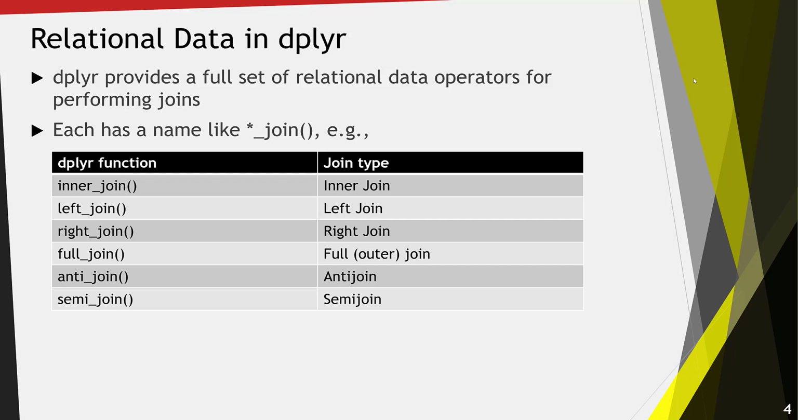In previous videos, we covered using concepts from relational data to perform joins between separate tables to combine information between them. dplyr provides a full set of relational data operators for performing joins. Each one has a name that goes something like a word followed by an underscore and then join. These names are very intuitive. For example, inner_join will perform an inner join. left_join performs a left join. right_join will perform a right join, and so on.